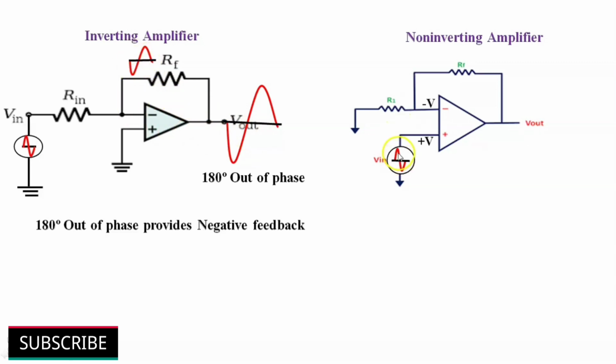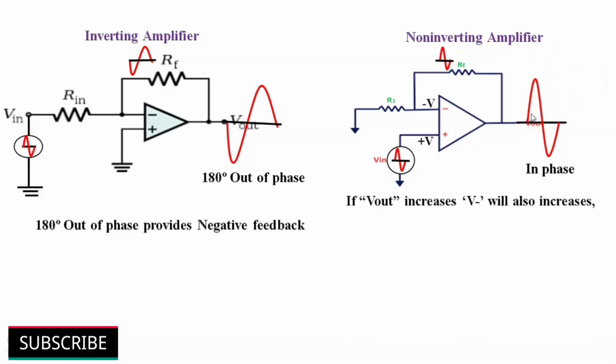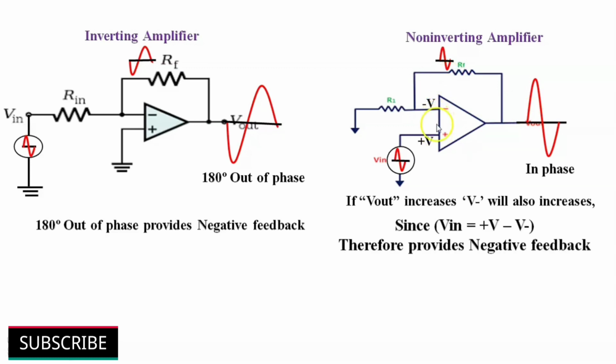In non-inverting amplifier, we apply input signal at non-inverting terminal. So our output signal is in phase with respect to input. Here the feedback signal is applied back to the inverting terminal. If our output increases, then our feedback signal at inverting terminal will also increase. Since the op-amp amplifies the difference between its both input signals, that is inverting terminal and non-inverting terminal signals, we can say Vin is equal to V plus minus V minus. Therefore, the circuit provides negative feedback in op-amp. So in both inverting and non-inverting configuration, we use negative feedback.